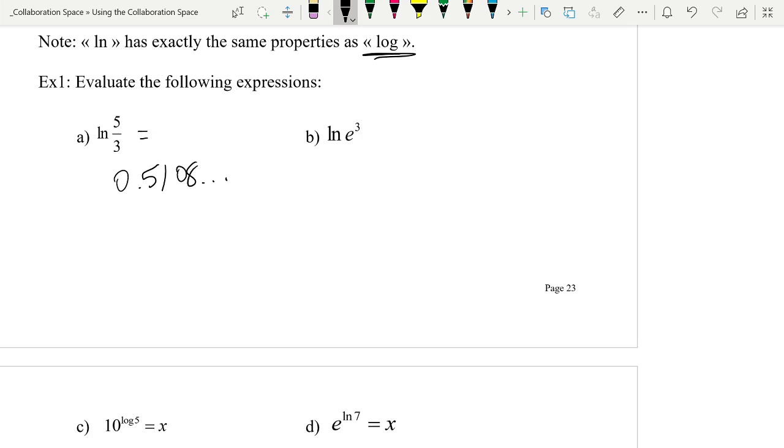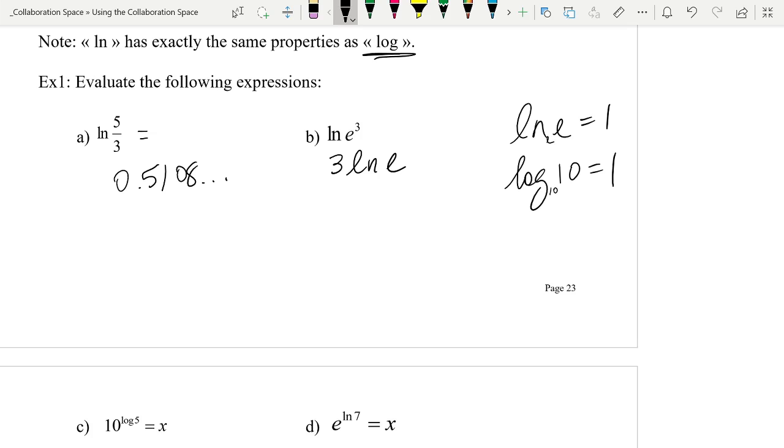Okay, now for B. Ln of e to the 3. Well, hey, think about this. The log laws are true for natural logs just as they are for logs to the base of 10 or 2 or any other number. So this exponent can become a coefficient. And ln e is 1 for the same reason that log of 10 is 1, because the base here is e and the base here is 10.